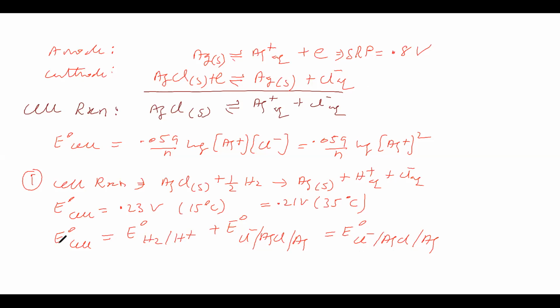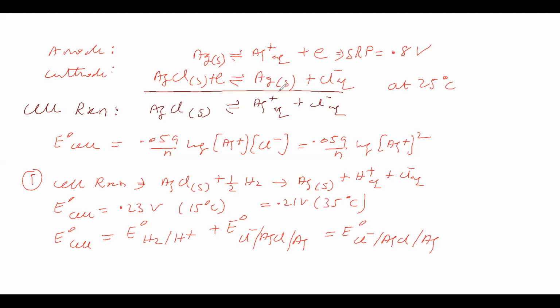Now, they are asking the solubility of AgCl at 25 degrees Celsius. Now, this is at which temperature you see? It is at 15 degrees Celsius. It is at 35 degrees Celsius. Now, we want the solubility of AgCl, for which we have gone like this. The solubility of AgCl we want at 25 degrees Celsius. So, we want this E naught at 25 degrees Celsius.